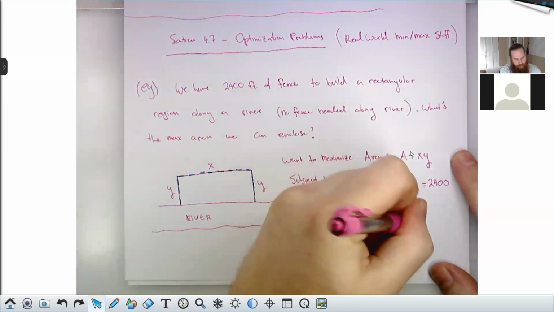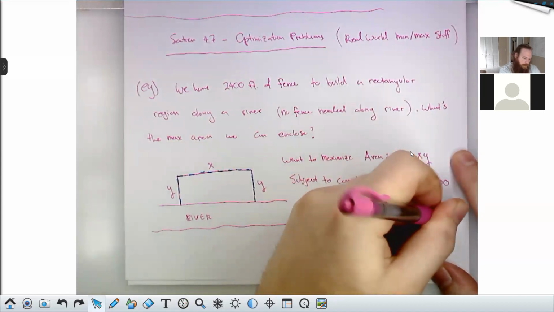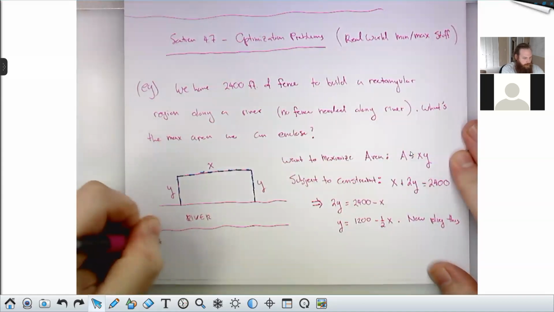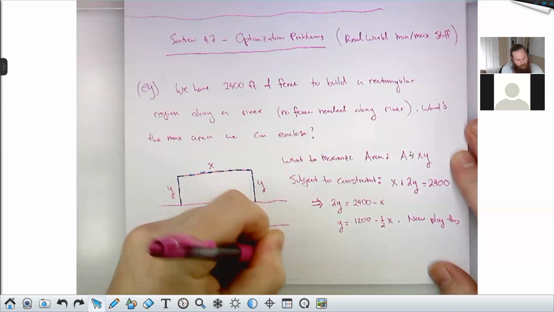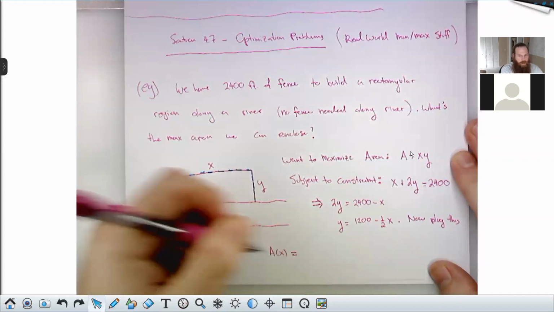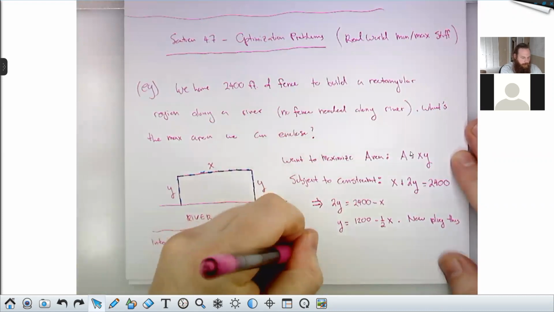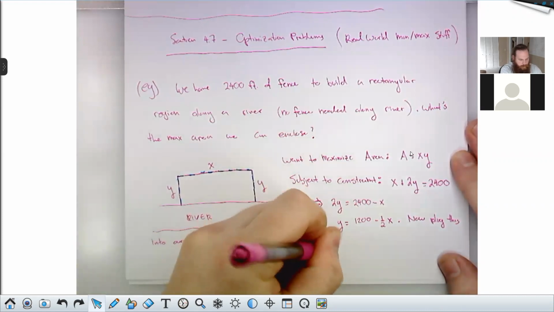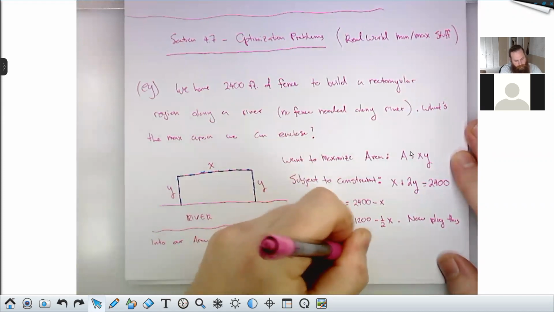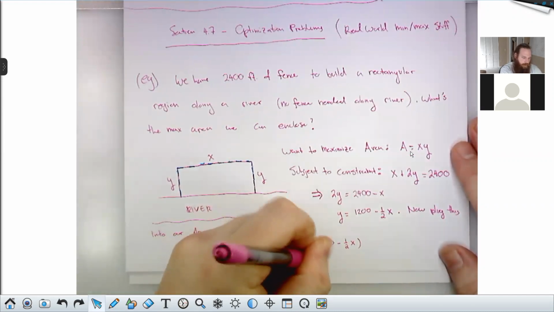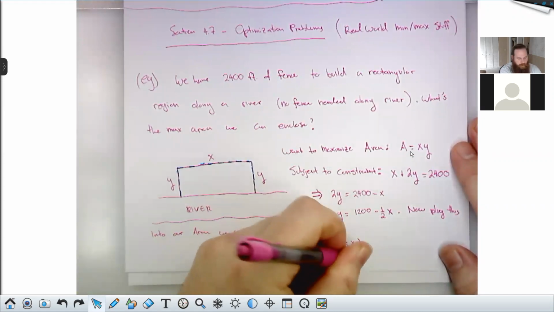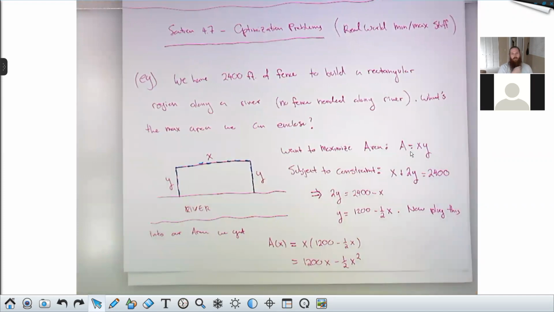Now, plugging this into our area, we get the area purely as a function of x. So I'll write A of x is x times y, and y is 1200 minus 1/2 x. And if I distribute my x, I get 1200x minus 1/2 x squared. So this is the function that I want to maximize. I would like to find the absolute max for this area function.